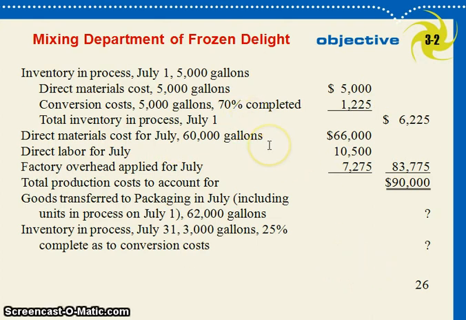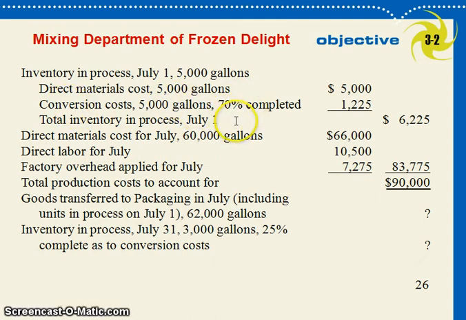What we've got here is we're making ice cream, as we've been discussing, and we've got a bunch of information. We've got inventory in process on July 1st. There's 5,000 gallons of inventory in process. That inventory has already had direct materials put into it of 5,000 gallons. It's already had conversion costs. As you remember, conversion is direct labor and factory overhead. It's about 70% complete.